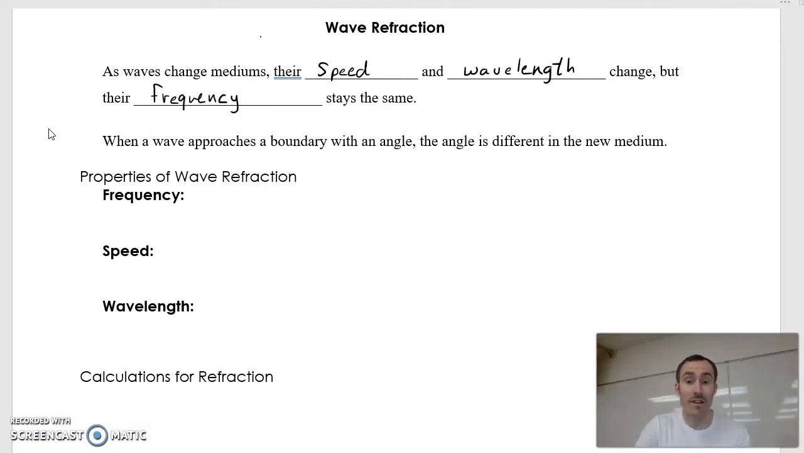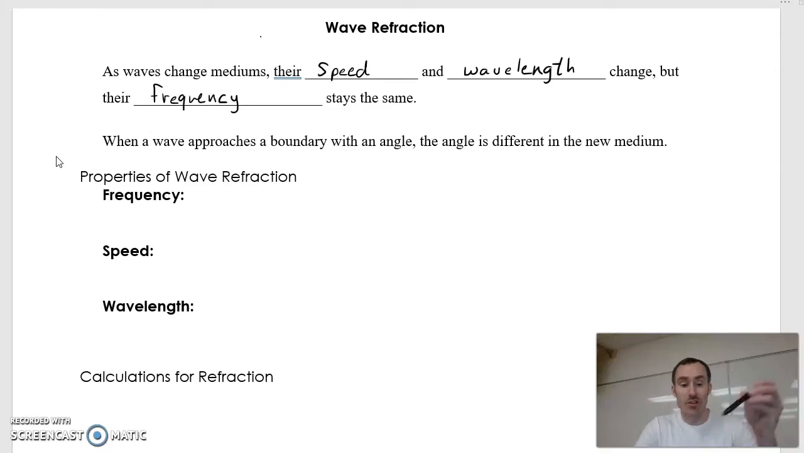So when the wavelength gets smaller and the waves are bunching up together, it seems like there would be more waves per second happening, but their speed is also decreasing. And since the speed is decreasing just the right amount, they're going to have the same frequency as they did before. So when a wave approaches a boundary, it can approach straight on, and then wavelength and speed will change, but it could also approach a boundary at an angle. And when that happens, the angle will also change in the new medium.